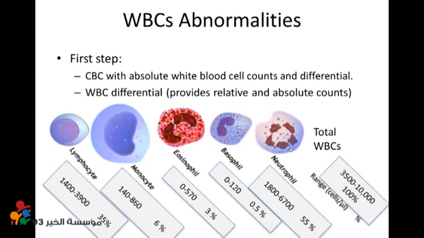Basically, the first step with any patient who walks in your clinic, or even a sample I receive here from you, would be the CBC, which is basically a CBC with differential. The differential provides both relative and absolute counts. The neutrophils are the most common ones, representing around 55%, followed by lymphocytes representing about 35% of the cells, and then monocytes, which is about 6%, and then the eosinophils and basophils are essentially minimal.